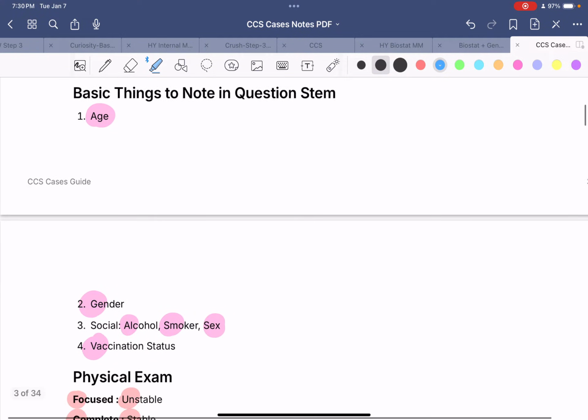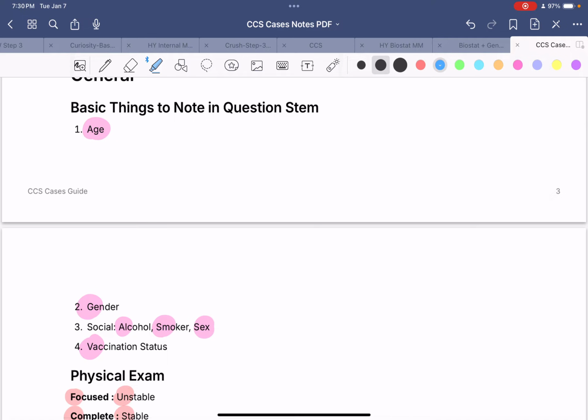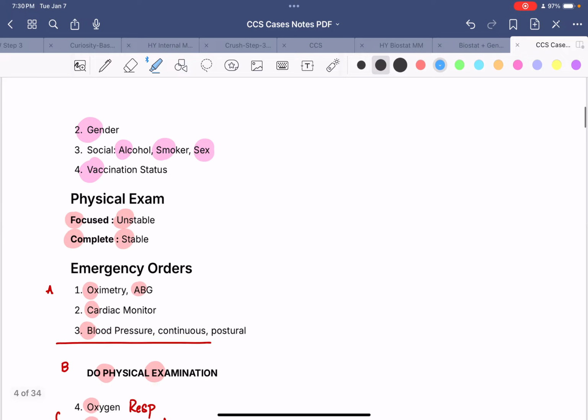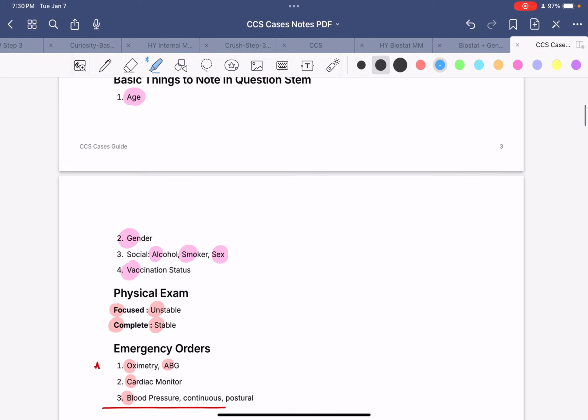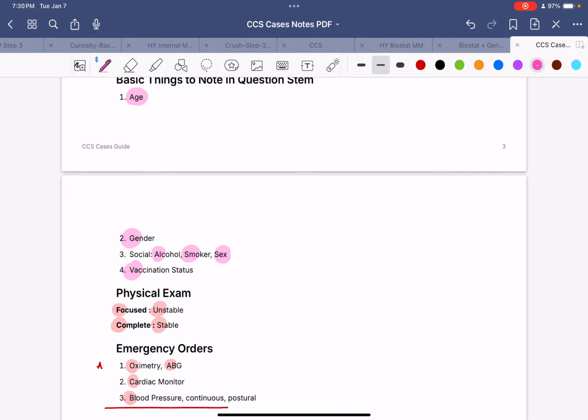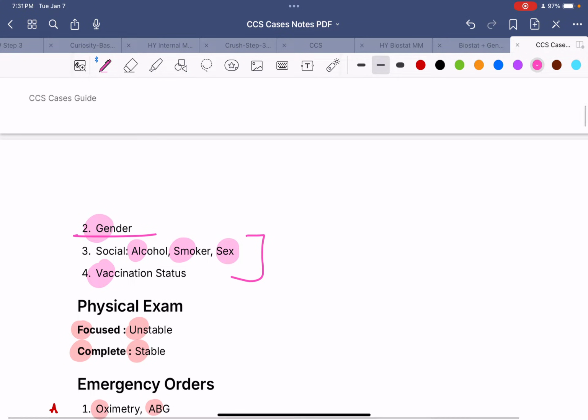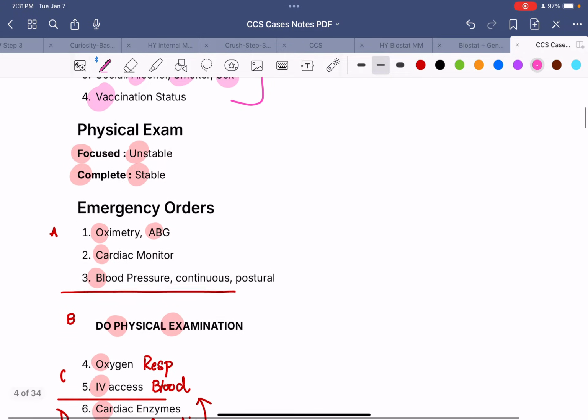Let's begin. The basic things that we have to note in the question stem of the CCS cases are: number 1, age; number 2, gender; number 3, social status regarding alcohol, smoking, and sex; and number 4, vaccination status. Why do we need to keep these things in mind? So that we can come to an appropriate diagnosis considering the age, gender, social and vaccination status, so that we can address these at the end of the case regarding alcohol advice, smoking or sex advice, as well as give the appropriate vaccinations.